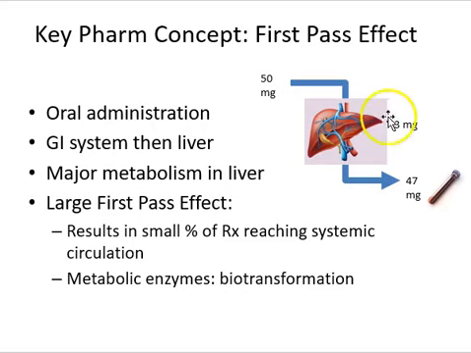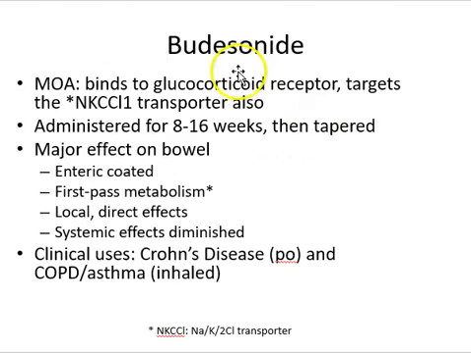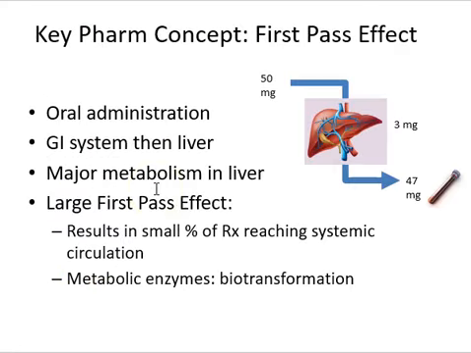So this loss of compound in terms of molecular volume is deemed the first pass effect. For most drugs, we're looking at a relatively small reduction of the administered dose reaching the systemic circulation. Again, it gets to the biotransformation component. Now, with budesonide, we said this has a large first pass metabolism. So what does that mean?